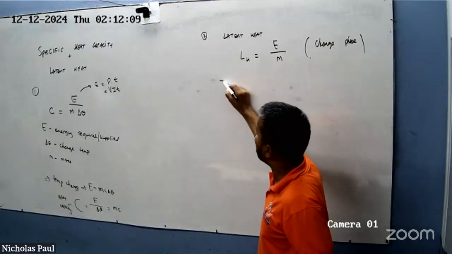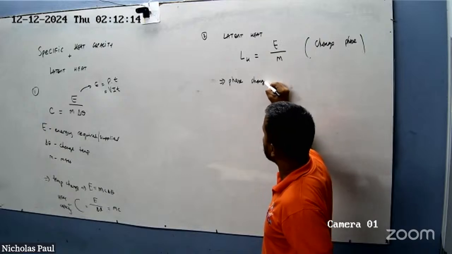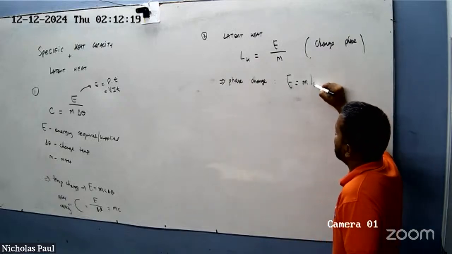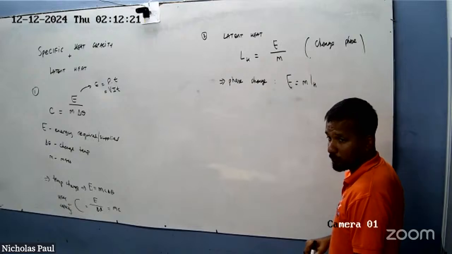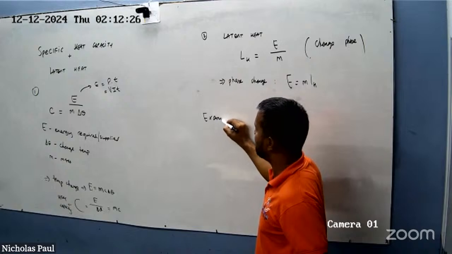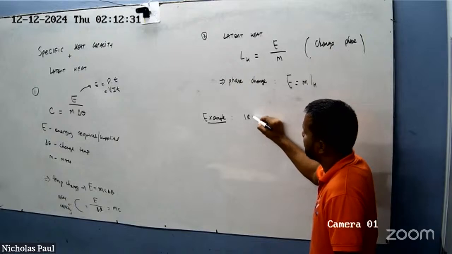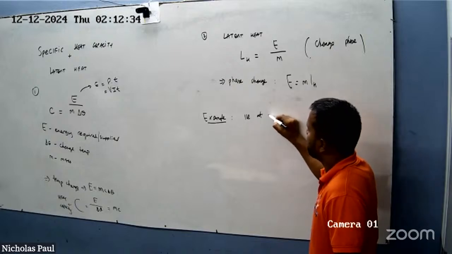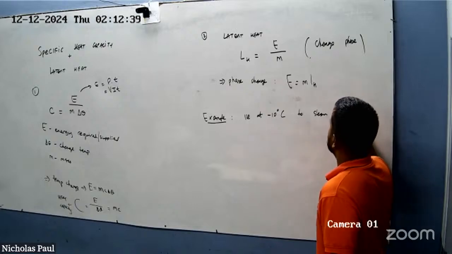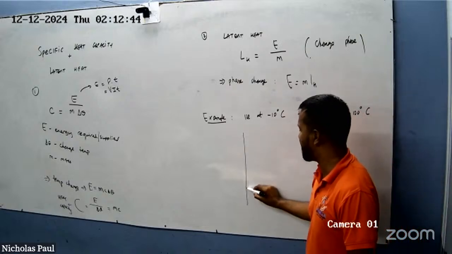So therefore, every time you undergo a phase change, the energy required is mL. Let's go to a small example. Let's say we had ice at minus 10 degrees to steam at 100 degrees. Let's just see if we could set up the graph.